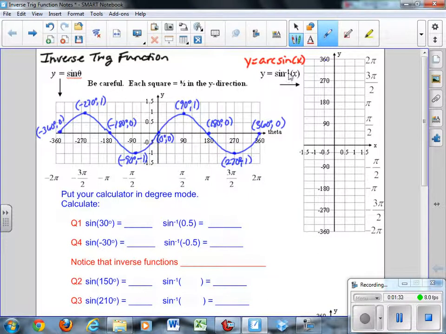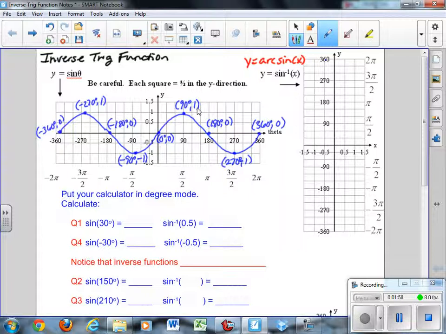Now, if the x and y's switch places in an inverse function, they also switch places in the graph. So I've got this graph labeled. It's actually labeled in degrees, but I put the radians down here because I really want you to be more comfortable with radians right now. So you can see that this point is 90, 1, but it's also pi over 2, 1. So you'll see the angles in both forms.